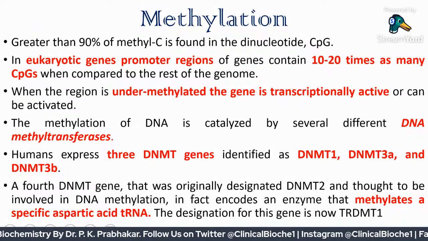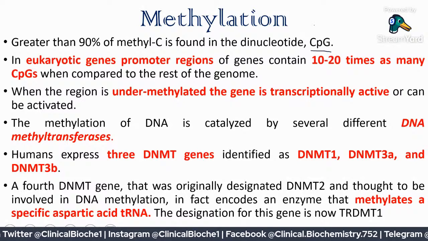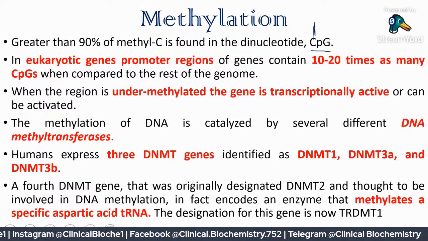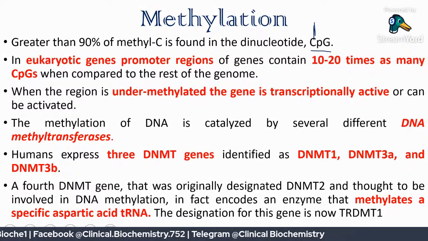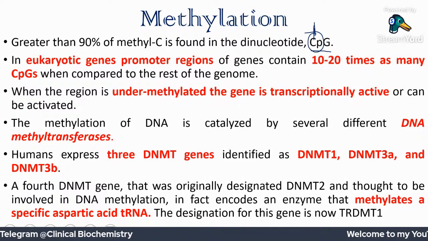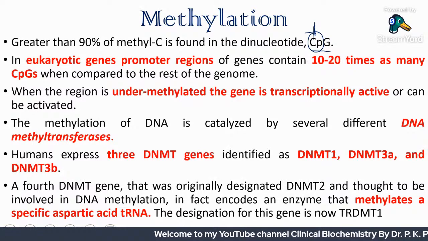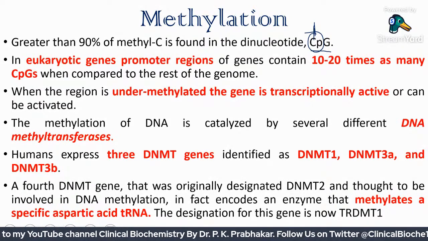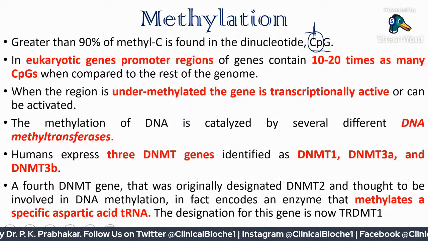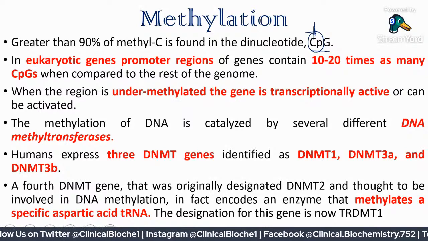So greater than 90% of methyl carbon is found in the dinucleotide CpG. Yesterday also I told you, we have two types of methylation. Either a nucleotide will be methylated, cytosine will be methylated, or lysine is going to be methylated. So for that we have two enzymes, methylase and demethylase. Because whatever we are talking about here, most of the study was done in bacteria or prokaryotic systems. So methylase, demethylase, deacetylase, acetylase, all these enzymes are present in bacteria. What we are talking about is bacterial enzymes.